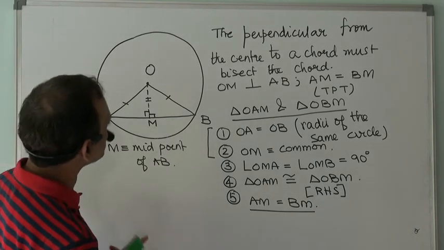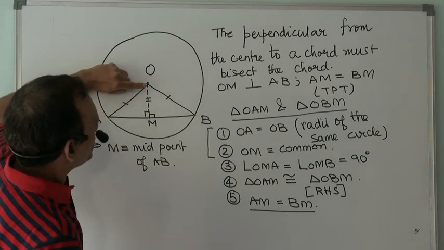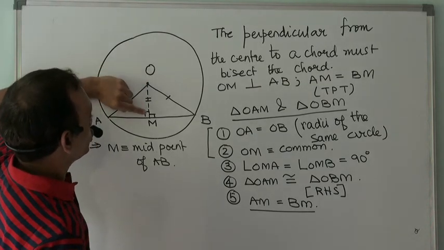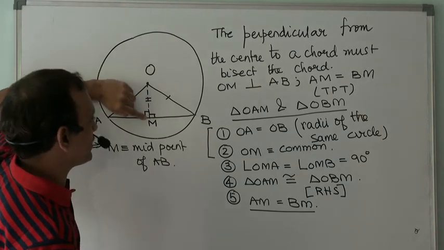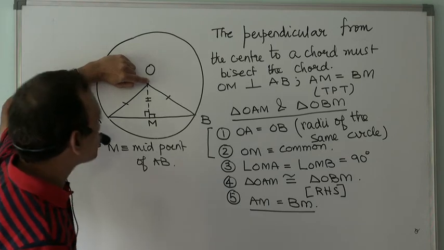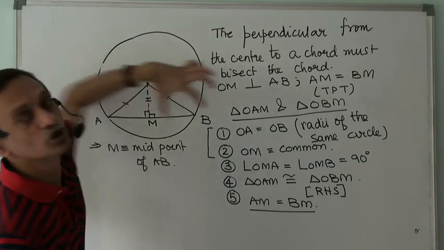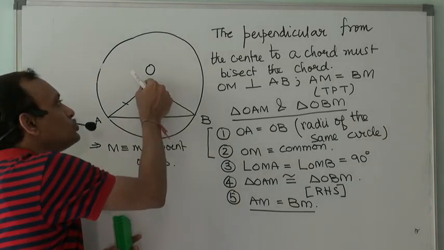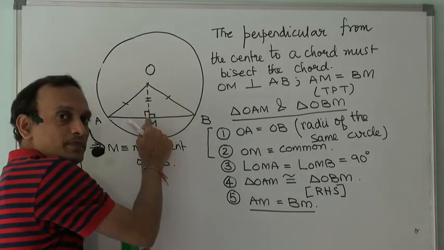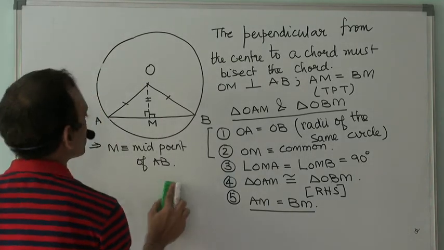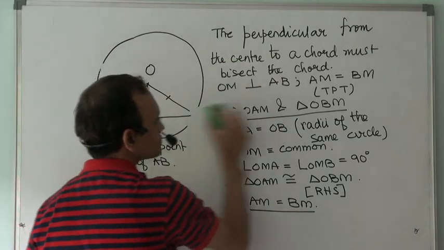That means what we next will do is we will draw a line joining O, the center, to the midpoint of AB, and we will establish that the bisector of AB drawn from O must be perpendicular to AB, right? That means the converse of this result. The line joining O to the midpoint of AB must be perpendicular to AB. Let's see how it goes. Okay, that means the converse of this result.